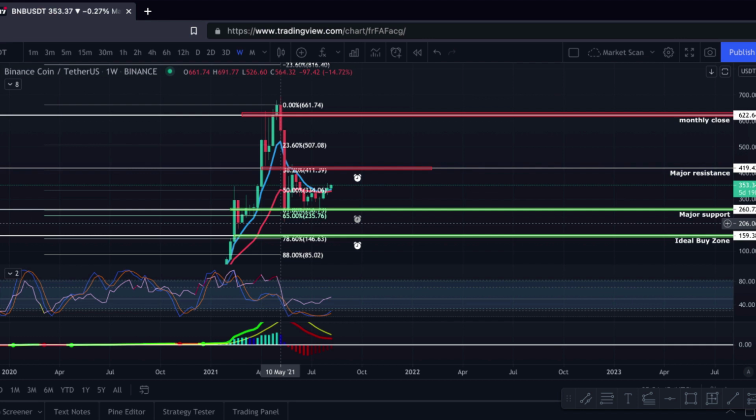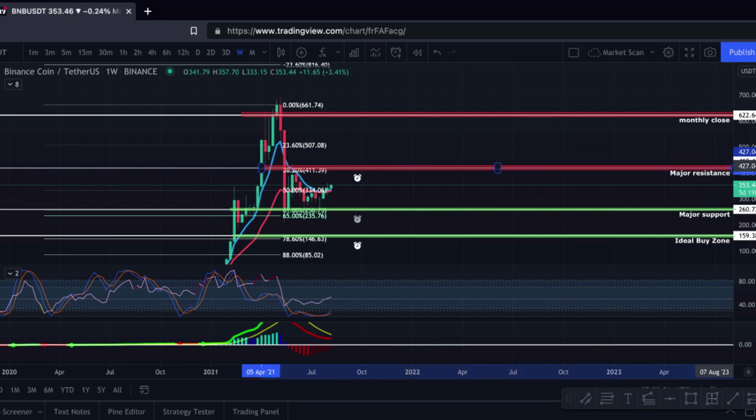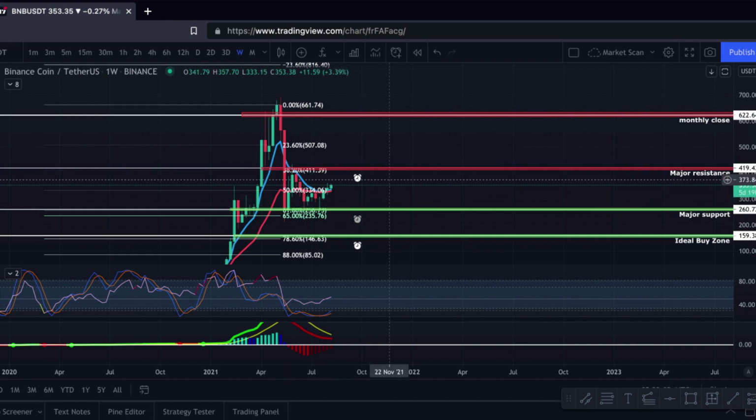So now you could see that at $256, that was the bottom. And this is the major resistance, 38.2 is the major resistance. So we're going to keep this over here. Just from the weekly alone, you could see that it's literally right in the middle. This is the major support, this is the major resistance. It's right in the middle in no man's land.